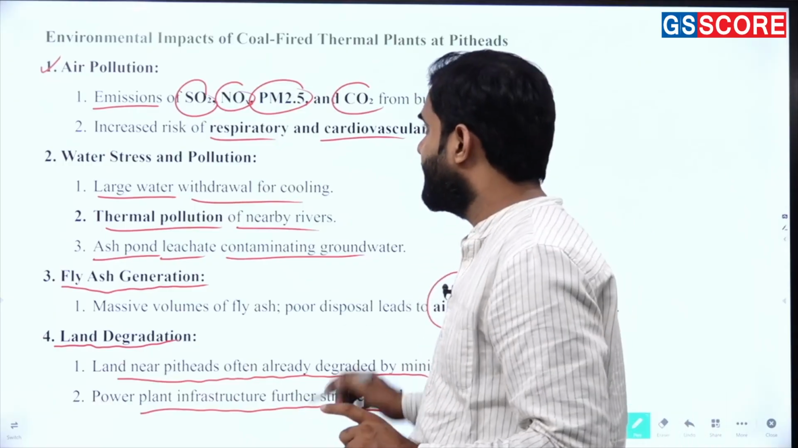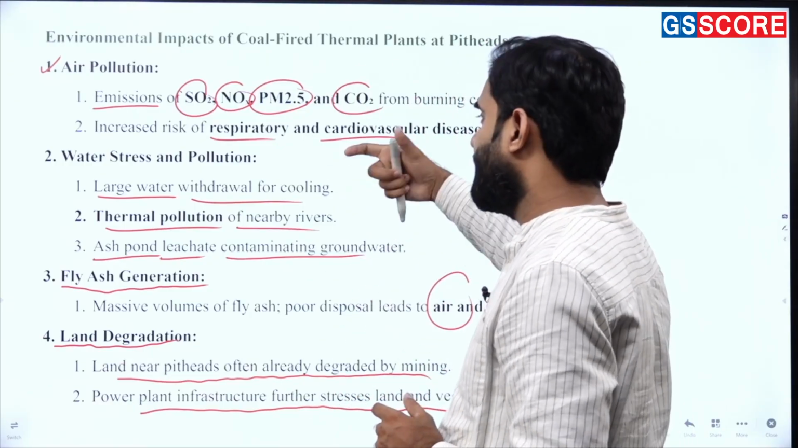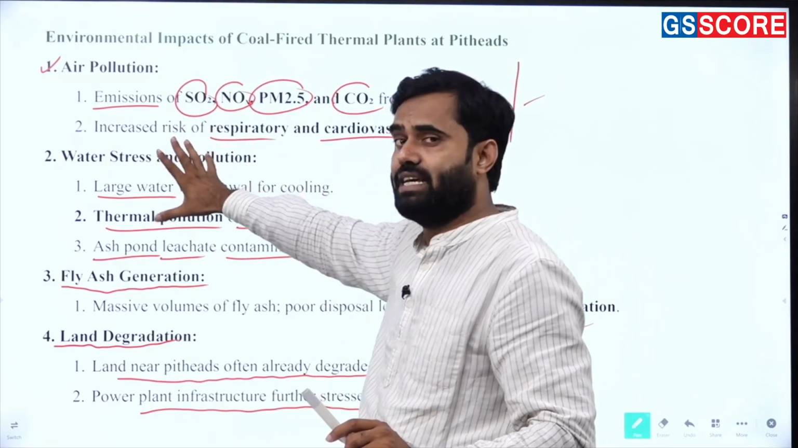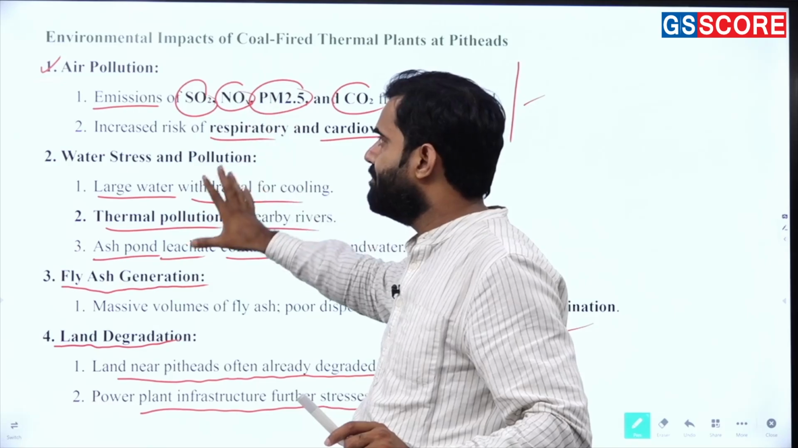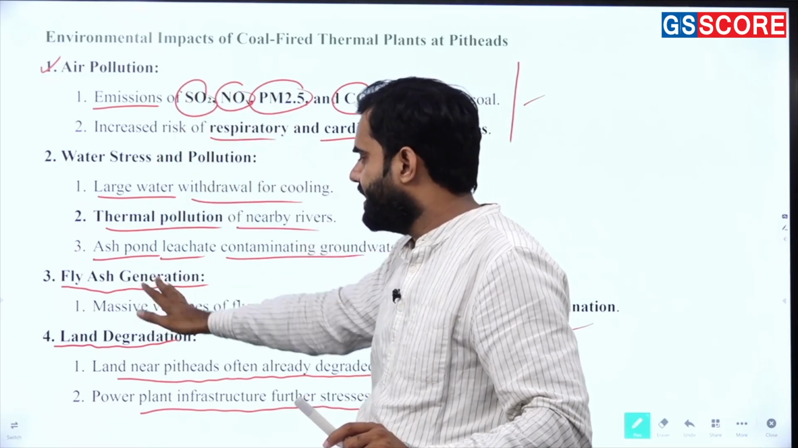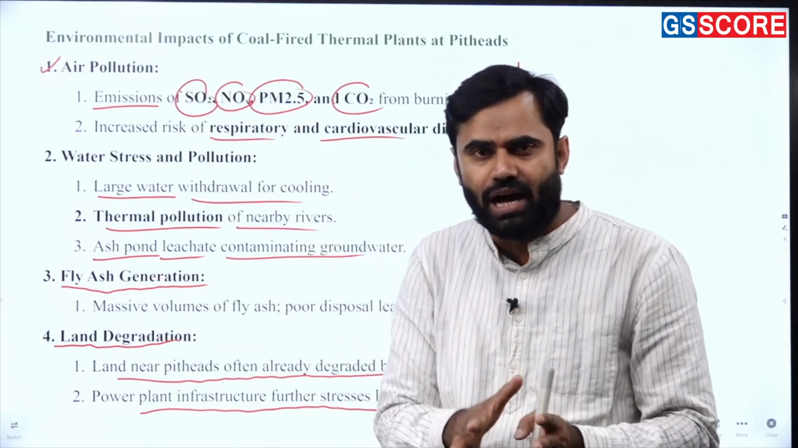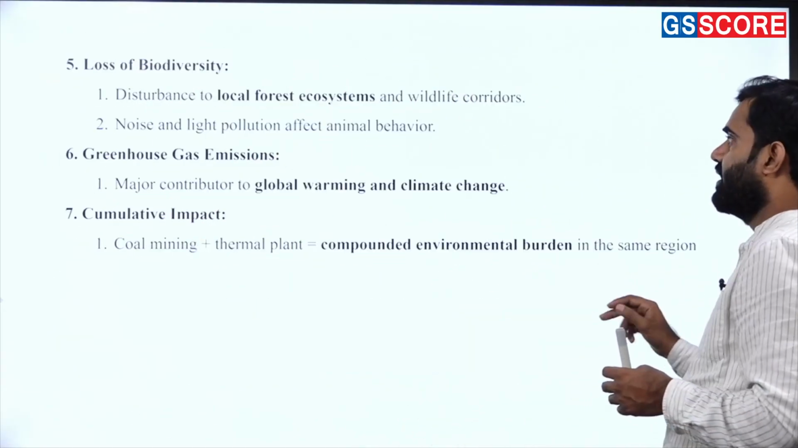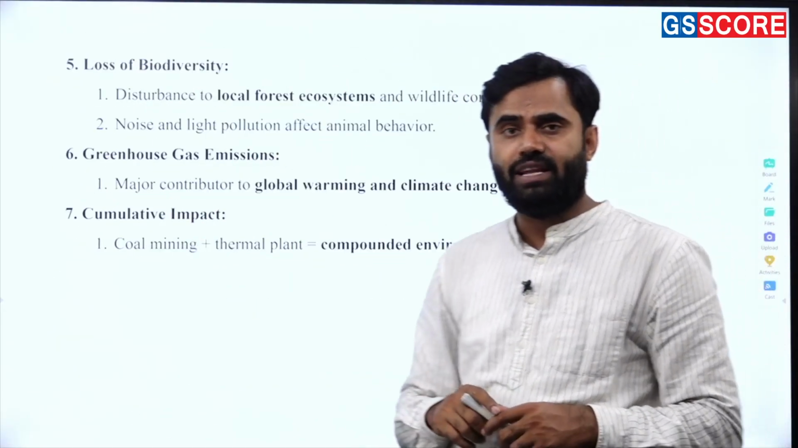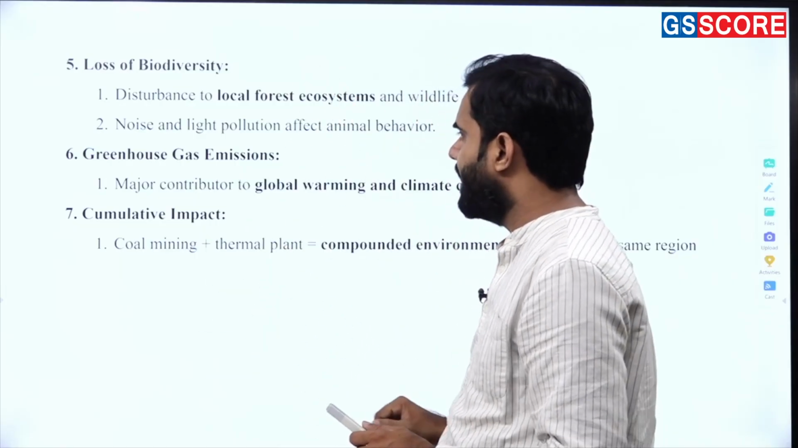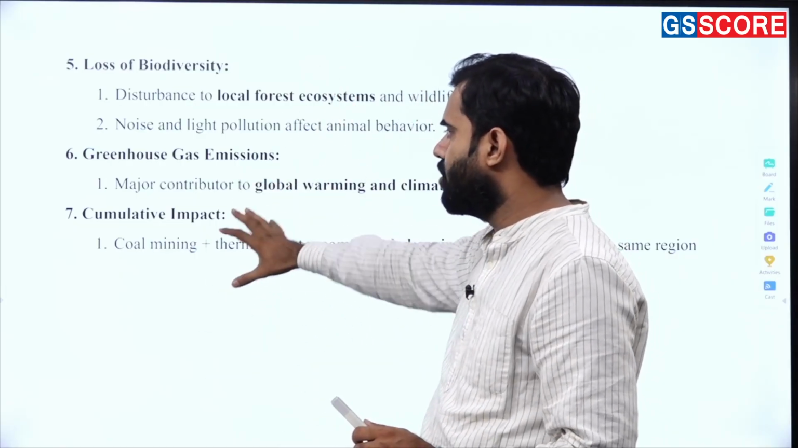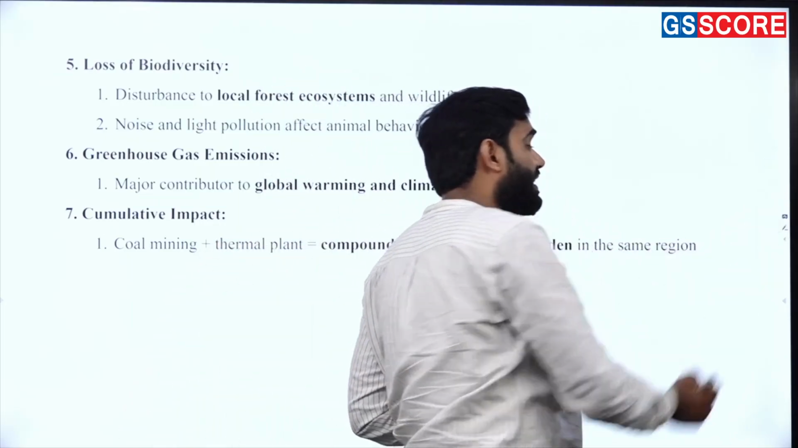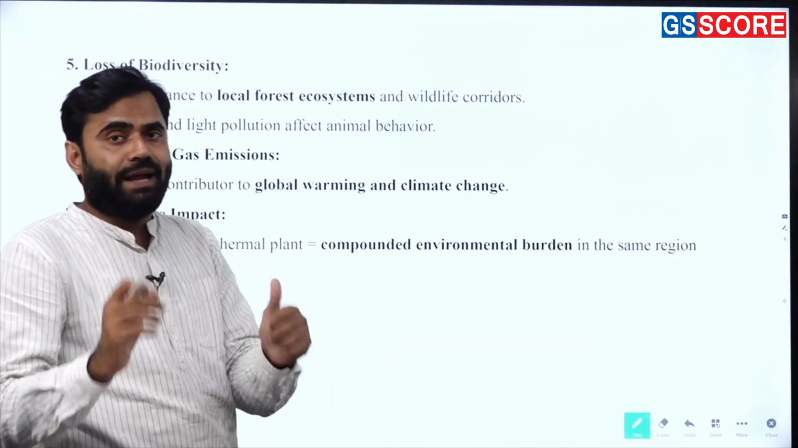Now you will notice in the slides, under the name of environmental impact, I just mentioned the important areas, the important parts of the impacts: air, water, fly ash and land degradation. These are all the important things related to environmental impact. Getting my points? And in the last one, I mentioned loss of biodiversity, greenhouse gas emission, and cumulative impact. So you can easily write a number of important impacts there.